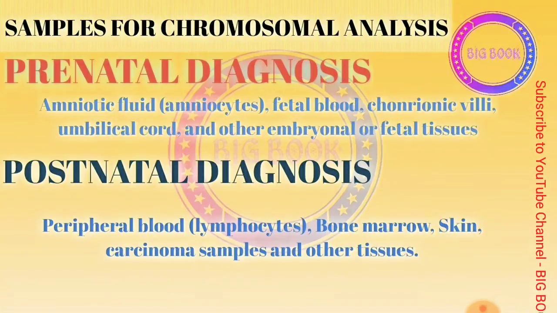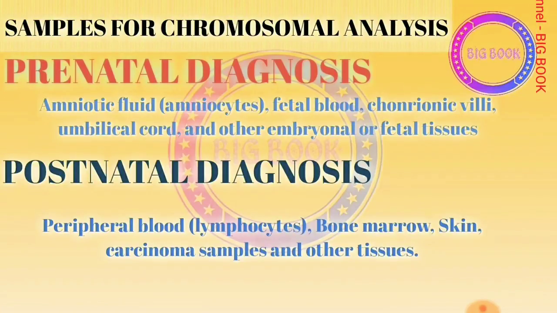Postnatal diagnosis is after the birth. Prenatal is before the birth. If you want to do the analysis before birth, that is prenatal diagnosis. If it is after the birth, postnatal diagnosis will be done. That will be with the help of peripheral blood, that is from the veins, how we take blood in a syringe. With that we take the lymphocytes and culture them, and from that we extract the metaphasic chromosomal complement, and then we develop the karyotype. Otherwise from the bone marrow, you know what bone marrow is.